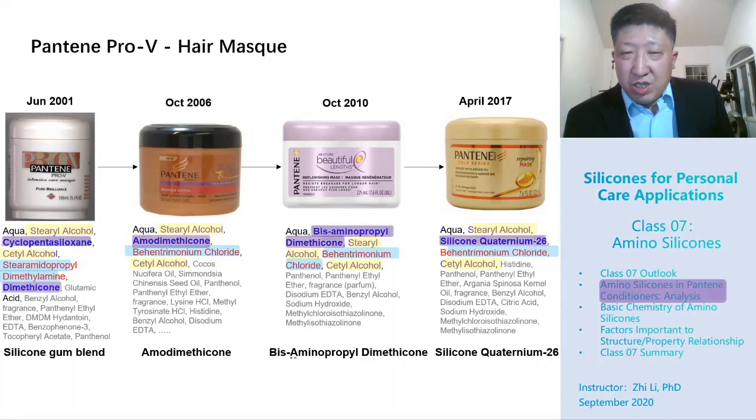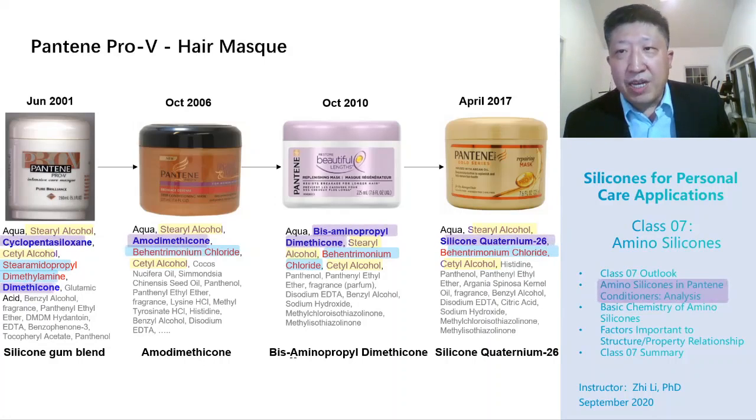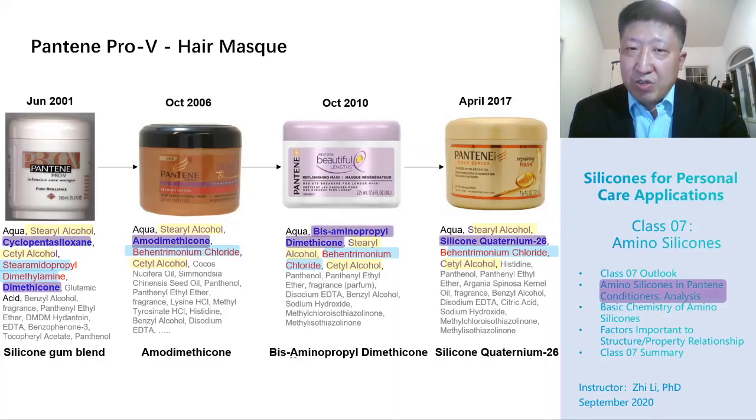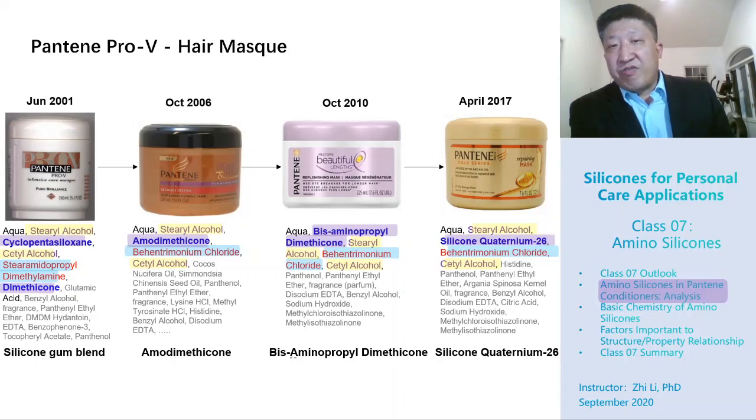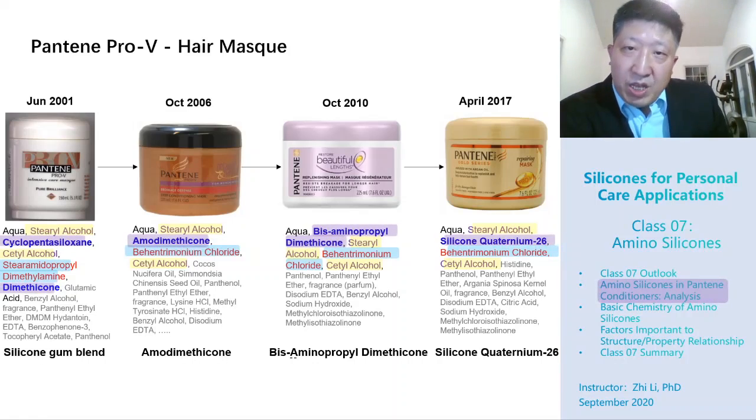20 years ago, what Pantene was using is a mixture of D5 and dimethicone. Likely, it's a gum blend, a very high viscosity dimethicone diluted with D5 for easy processing. And in 2006, they started using amodimethicone instead of dimethicone. Still, as of today, many companies are using either dimethiconol or amodimethicone.